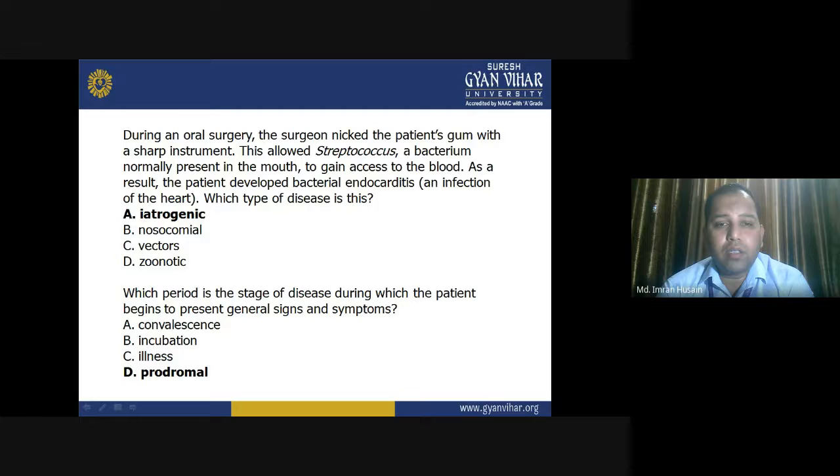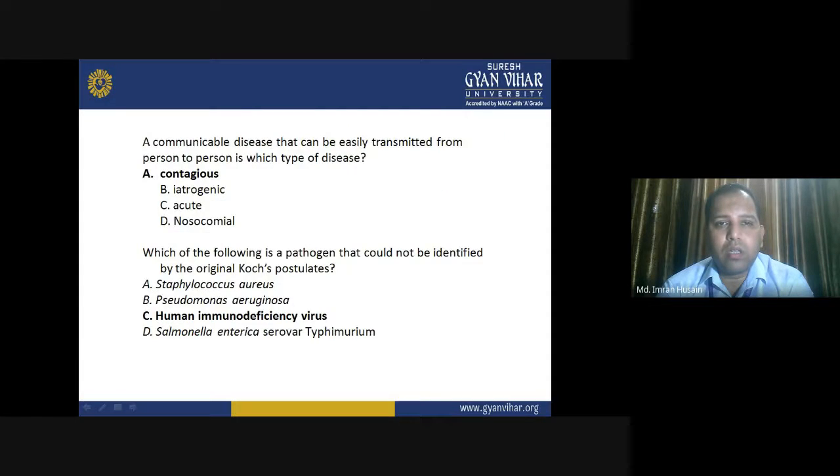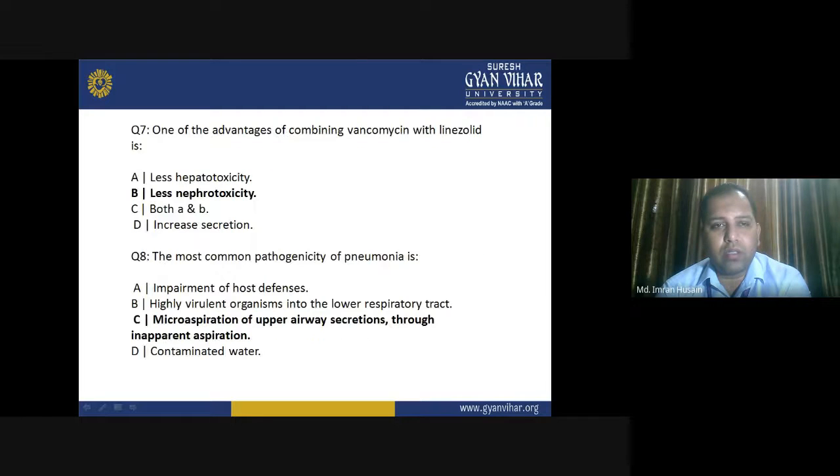Which period is the stage of disease during which the patient begins to present general signs and symptoms? Prodromal. A communicable disease that can easily be transmitted from person to person is which type of disease? Contagious. Which of the following is a pathogen that cannot be identified by Koch's postulates? HIV, or human immunodeficiency virus.